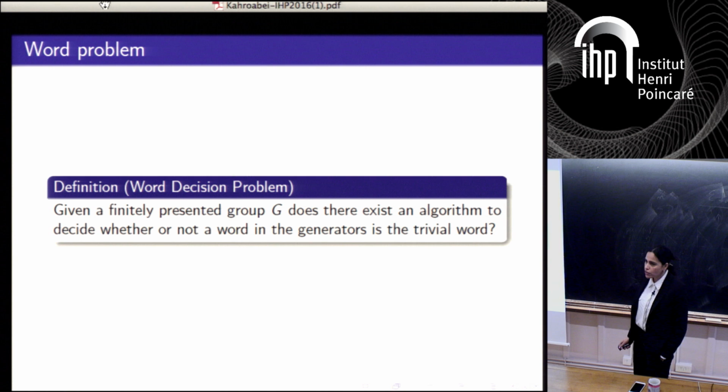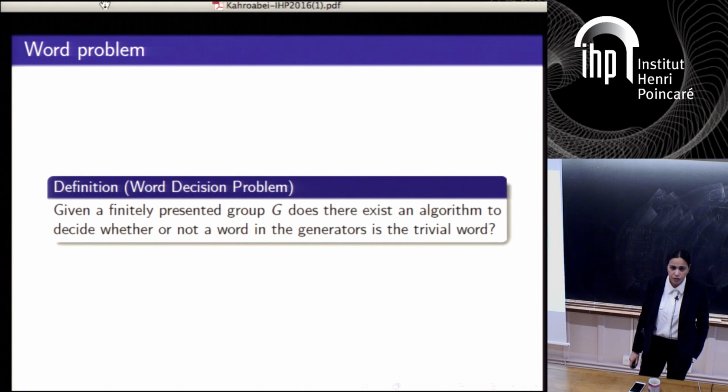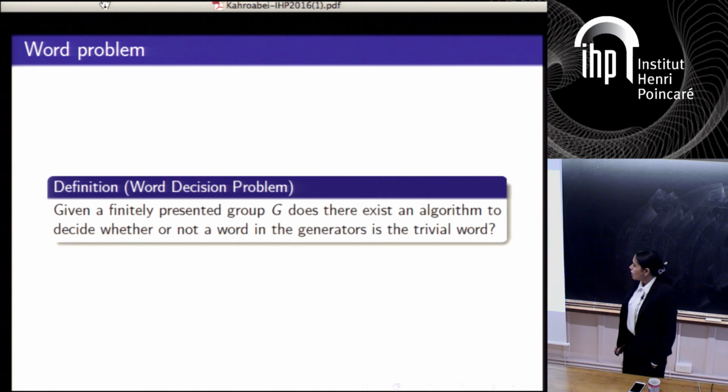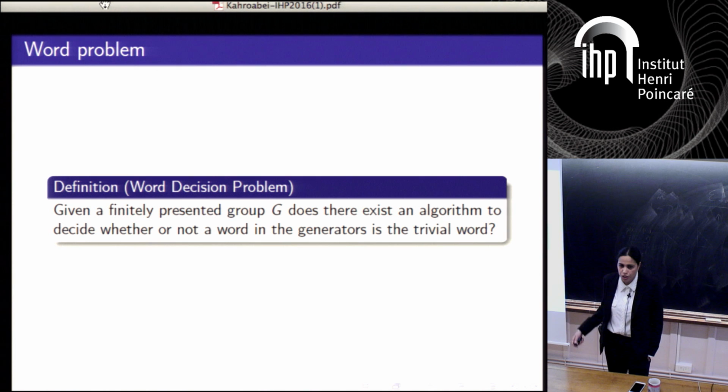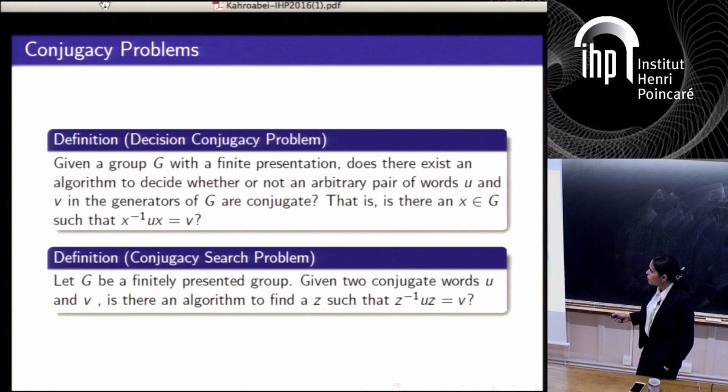So there are several algorithmic problems coming out of this. For example, the word problem, the conjugacy problem, and the isomorphism problem. These are the main ones, and later on, people introduced other problems. The word problem, which here we make more precise and call the word decision problem, is as follows. Given a finitely presented group G, does there exist an algorithm to decide whether or not a word in the generators is the trivial word? This problem, in general, may not be solvable, meaning that there are groups in which this problem is not always solvable. There is another problem, namely the decision conjugacy problem.